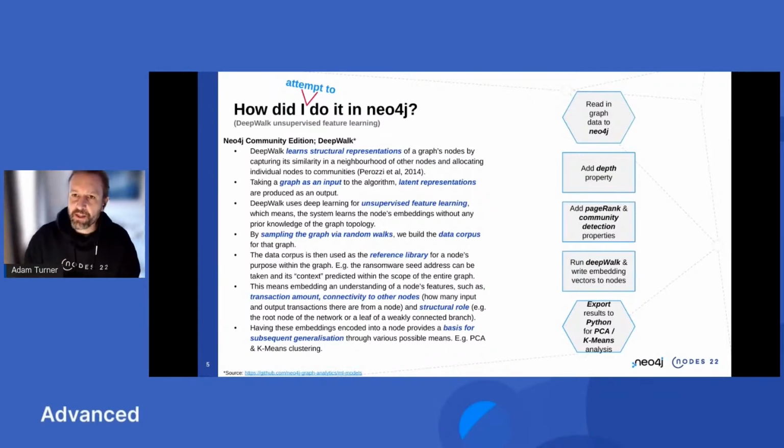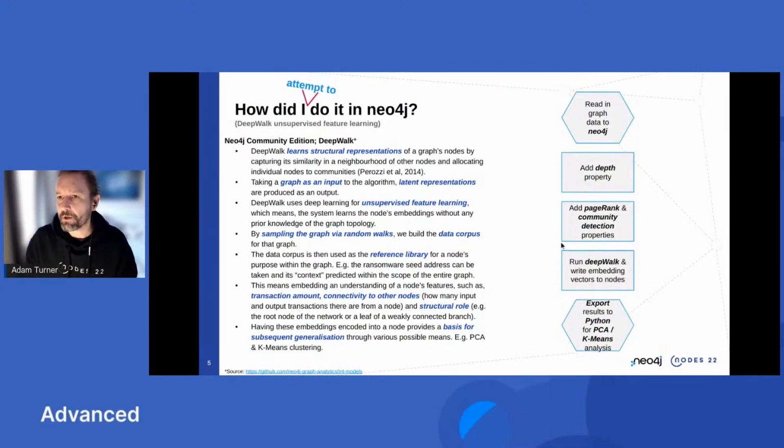On the right-hand side, there are a few high-level steps that I went through, and I'd like to share those steps along with some of the code that I used as well. This is shared afterwards, so please feel free to access the GitHub repo and play around with some of this code as well. Okay, so if I step through this flowchart here.